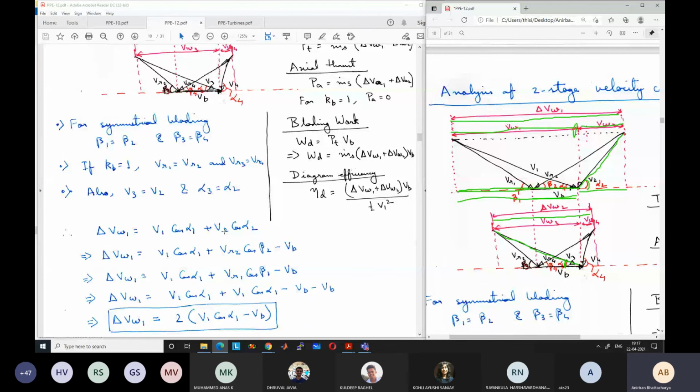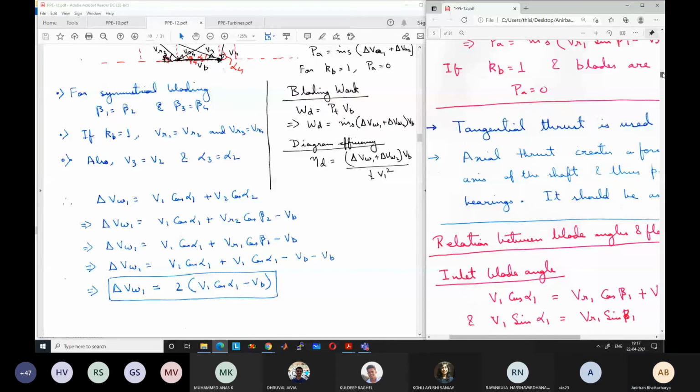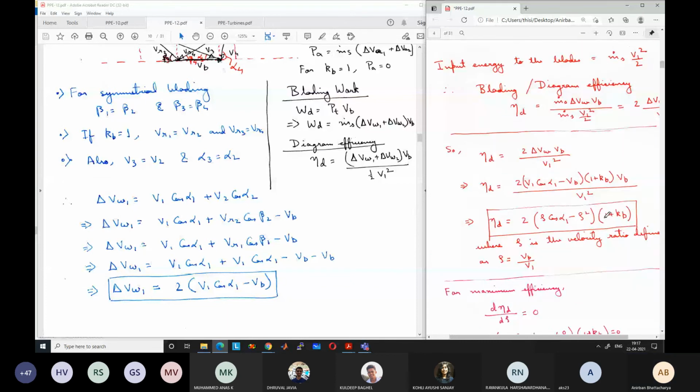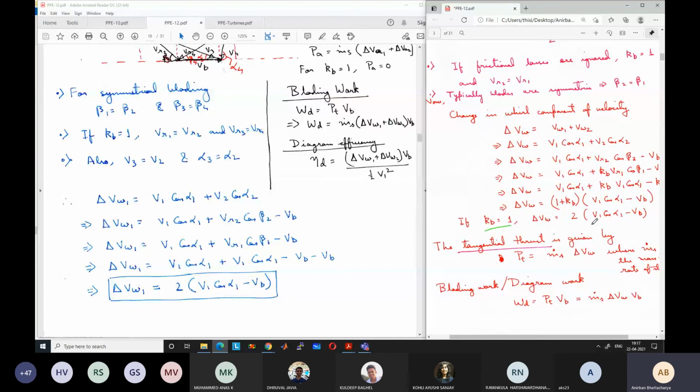This you will see is exactly the same as what we have previously derived. If you go back to today's discussion after the class, you will see that we have derived the same formula. Considering KB equal to 1, we have derived that delta VW is 2 V1 cos alpha 1 minus VB. Same thing we have derived for the first stage.